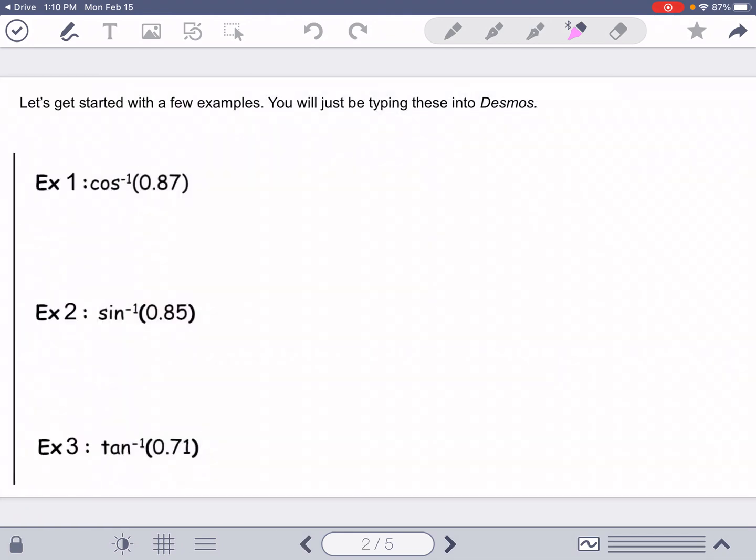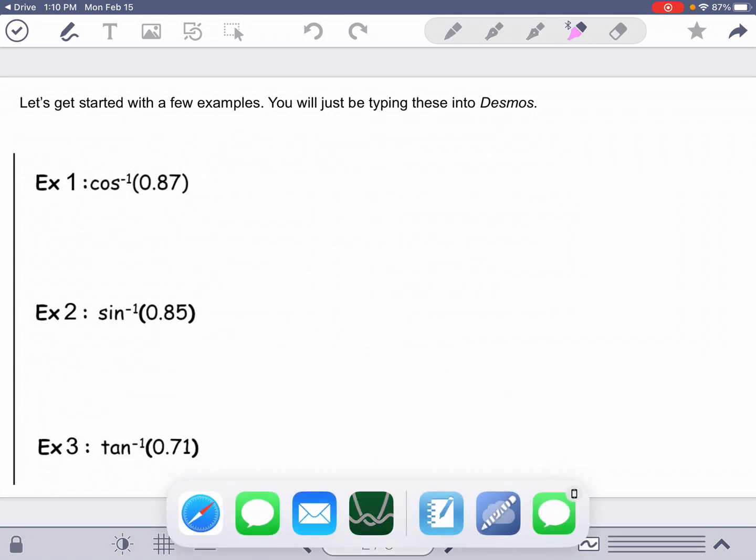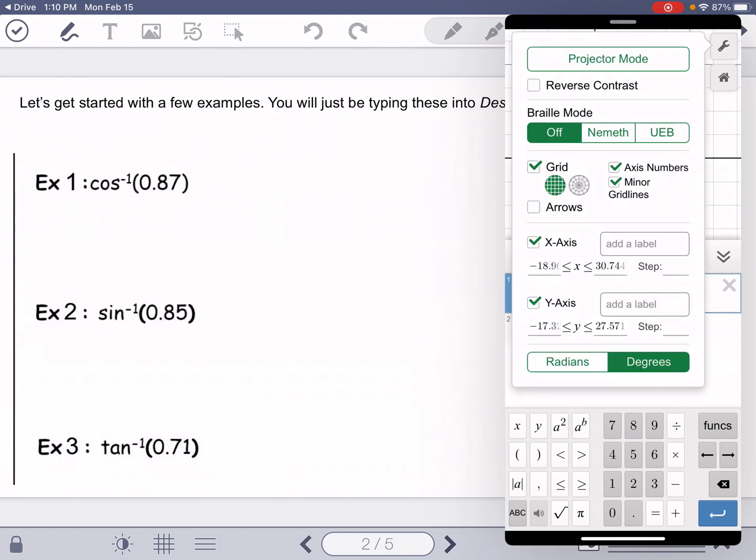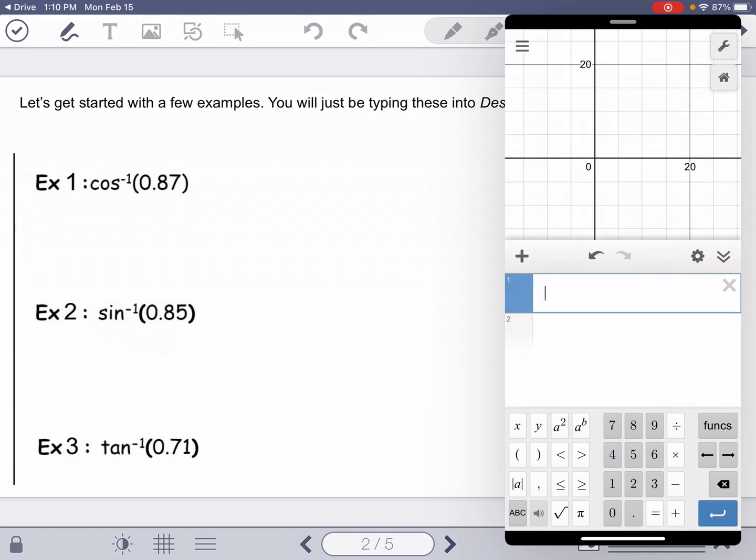So we're just going to jump in with some examples. All you're going to do is type these into Desmos. There's not a whole lot to say about that. Just remember that in Desmos, you got to check and make sure that your calculator is still in degree mode. My iPad does a pretty good job of saving it, but sometimes it doesn't. So check your Chromebooks and make sure they're in degree mode before you start trying to work these problems.